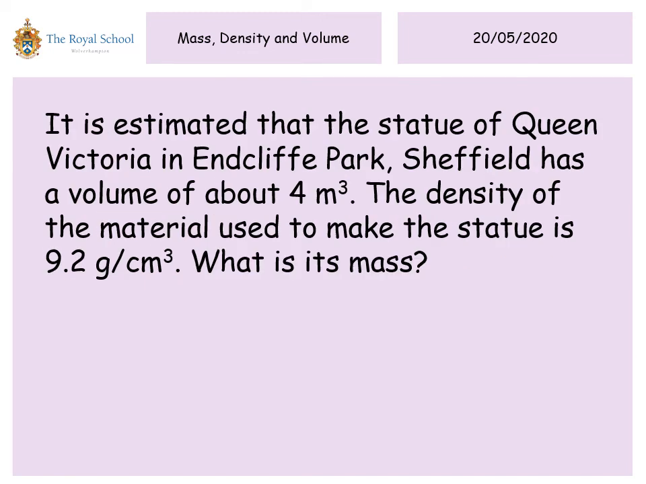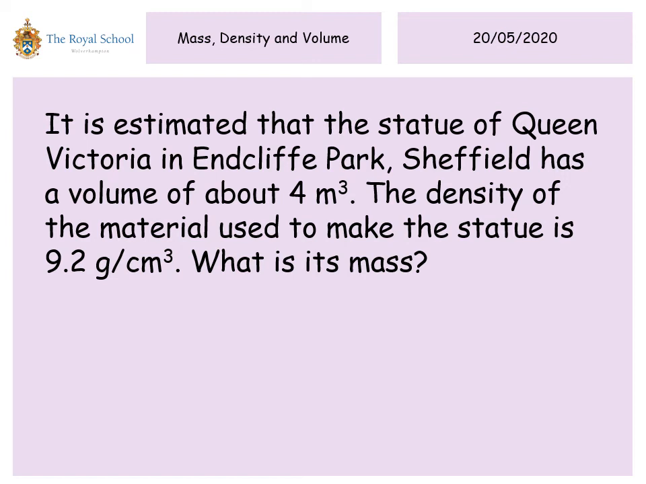So it is estimated that the statue of Queen Victoria in Endcliffe Park, Sheffield, has a volume of about 4 metres cubed. The density of the material used to make the statue is 9.2 grams per centimetres cubed. What is its mass? We've got a couple of ways of thinking of this one, so be careful. Pause until you're ready for an answer.